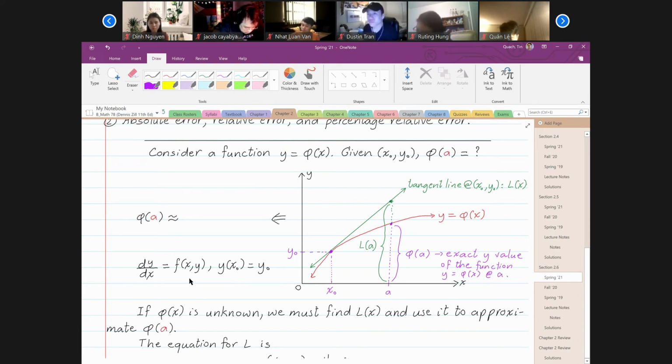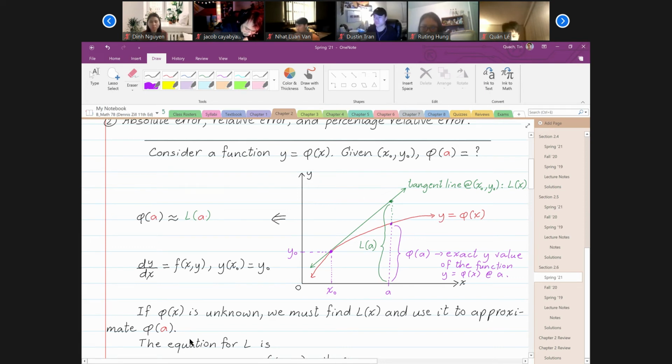Okay, so what we are saying is, we say the exact value or the y value of the function at a is approximately equal to the y value of the tangent at a, and the y value of the tangent at a is L of a. That is the y value. So we say that is approximately equal to the y value of the tangent at a. Okay.